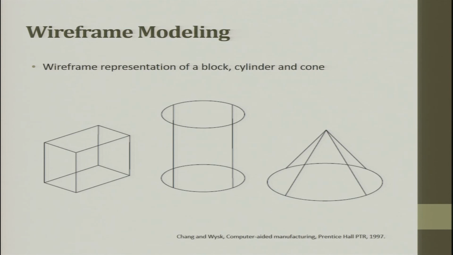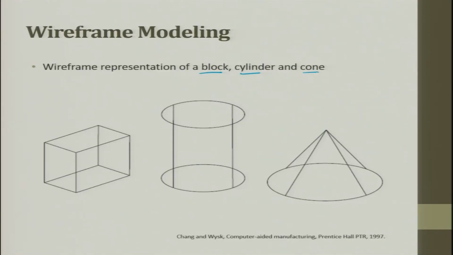A cube is a simple 3D object, but the curves and lines we saw are small basic entities which can be used to develop a 3D model. In wireframe representation, you have a block, which is the cube example we saw. We can also have a cylinder and a cone. Suppose you want to define a cone: we give the center point, the radius, and then we also tell the height. So, you can get a cone.